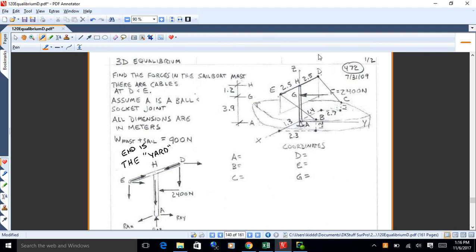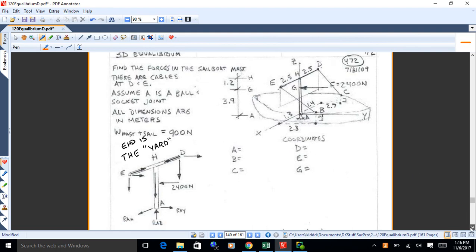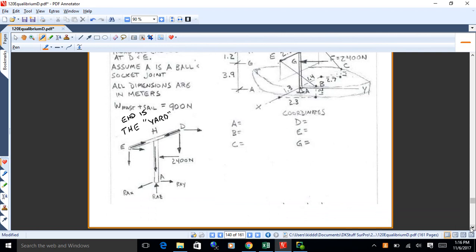Now, if I see something like this, you can see you've got angles on these cables. I'm not going to be able to just look at this in 2D. That's going to be a little bit rough to do. So I would do a vector process on that to get those cable forces turned into vectors. Okay, so that's what I would do. So I would get the coordinates for A, B, C, D, E, and G. And then I would start working with coordinates to get those vectorized.